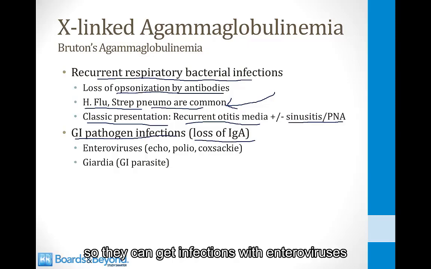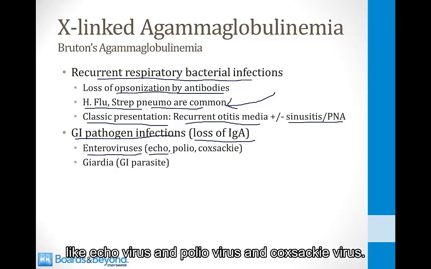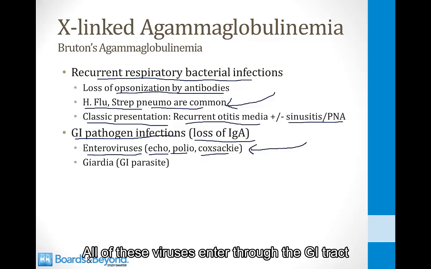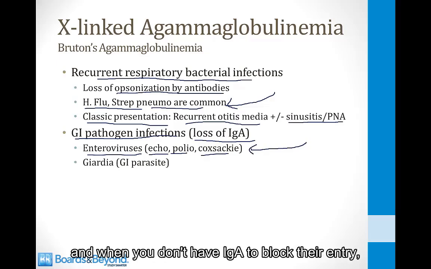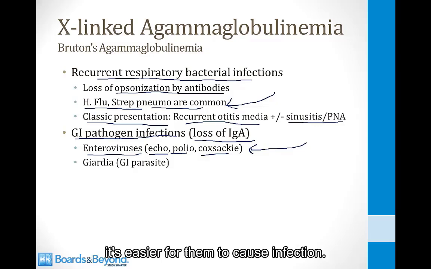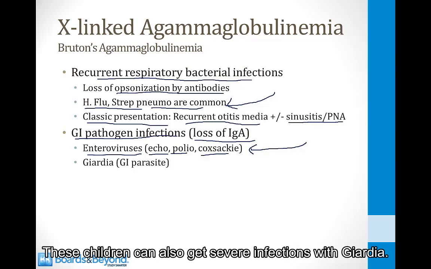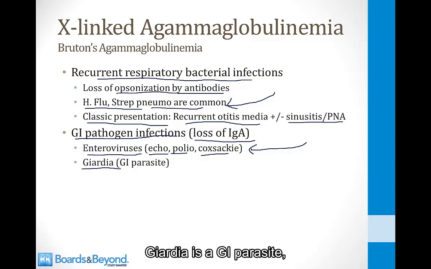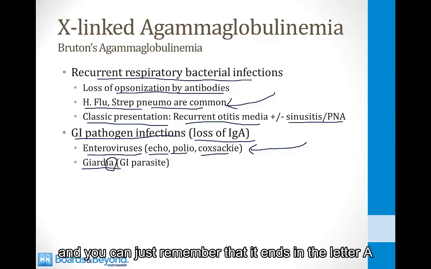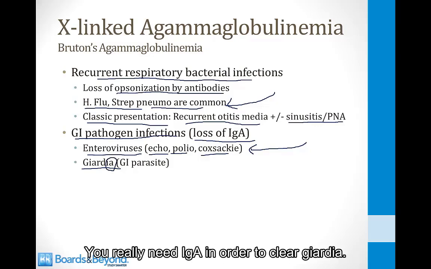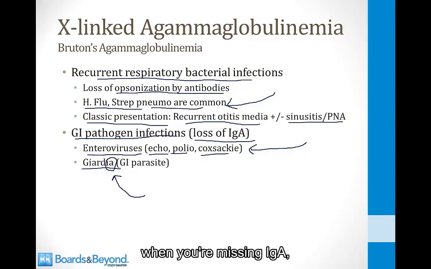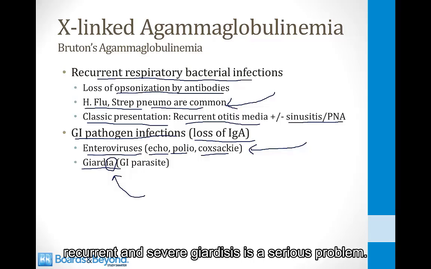So they can get infections with enteroviruses like echovirus and poliovirus and Coxsackie virus. All of these viruses enter through the GI tract, and when you don't have IgA to block their entry, it's easier for them to cause infection. These children can also get severe infections with Giardia. Giardia is a GI parasite, and you can just remember that it ends in the letter A for IgA. You really need IgA in order to clear Giardia. And as you will see in a number of these disorders, when you're missing IgA, recurrent and severe giardiasis is a serious problem.